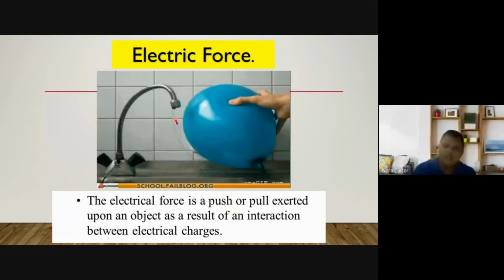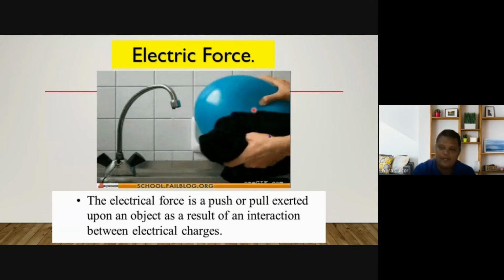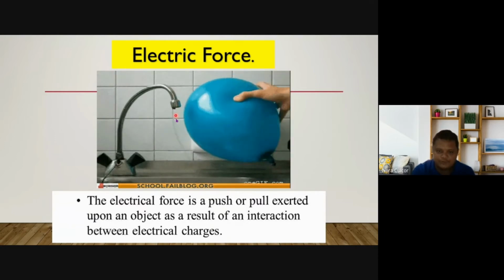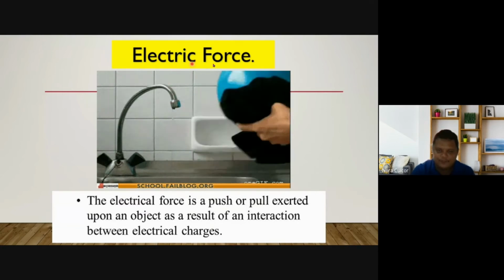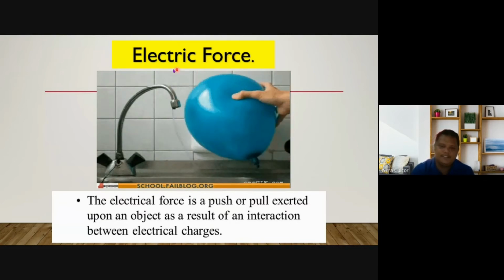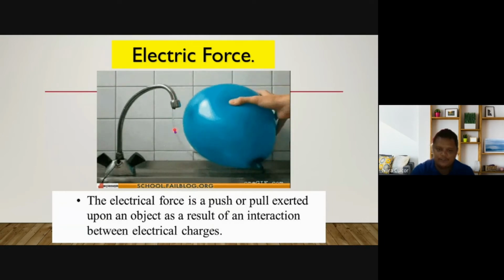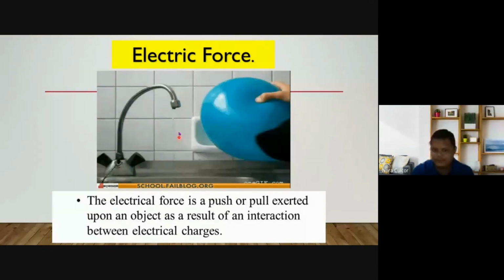And also this one, look at the balloon and the water here. See, when the boy rubbed the balloon and then went near the water, the flow of the water curved. Look, because of electric force. So electric force is an example of non-contact force, because the balloon and the water did not touch each other, but still the water moved or curved.